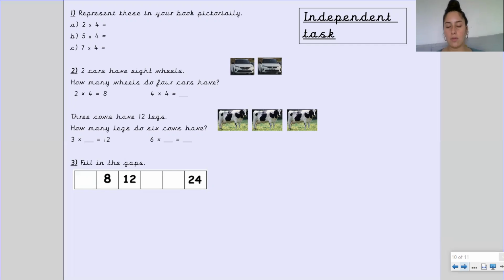Make sure that all your work is neatly presented and you label them 1, 2, and 3, so that when I'm looking at your work on Tapestry, it's clear which questions you've done. So please label your work carefully. And now I'm going to show you the challenge. So pause the video to complete your main independent activity and play the video when you're ready to move on to the challenge.